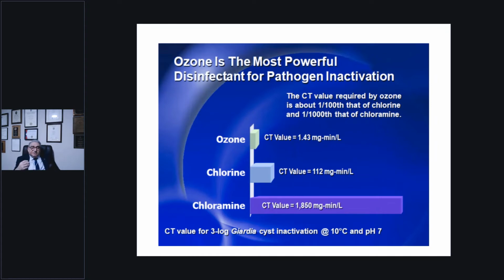So to make it simpler to understand, if you have 1 milligram per liter of ozone or chlorine or chloramine, what does that mean? You need 1.43 minutes to achieve this inactivation goal of 99.9% of Giardia, compared to 112 minutes if you use chlorine, and 1,850 if you use chloramine. That is if you're using ozonated water versus chlorinated water, or water with chloramine if the city water is that, and you just use it as is. So what does that mean?